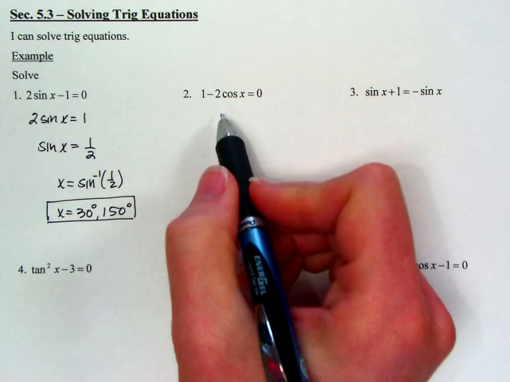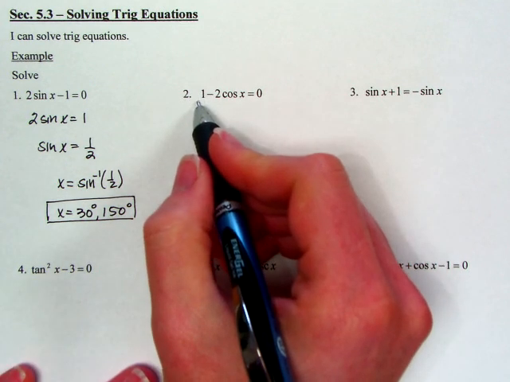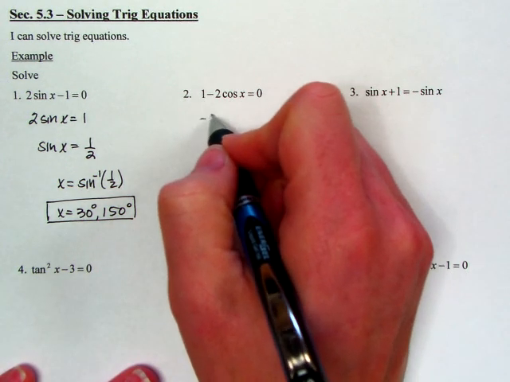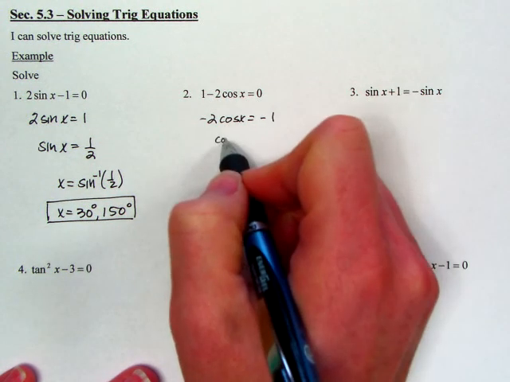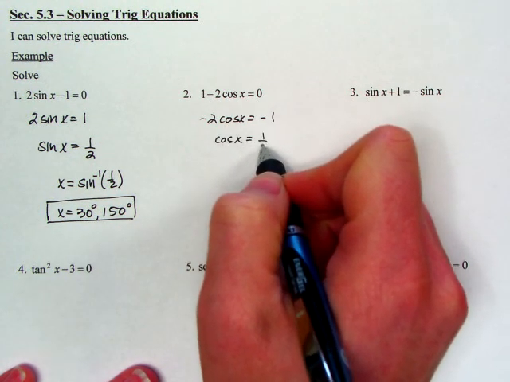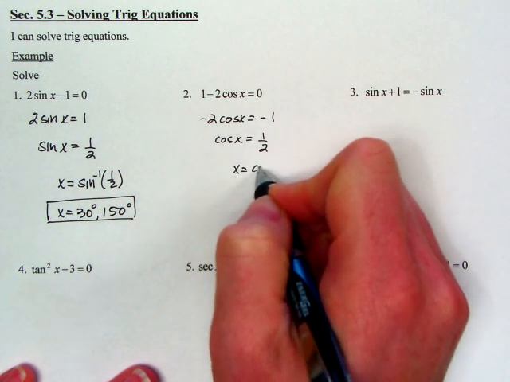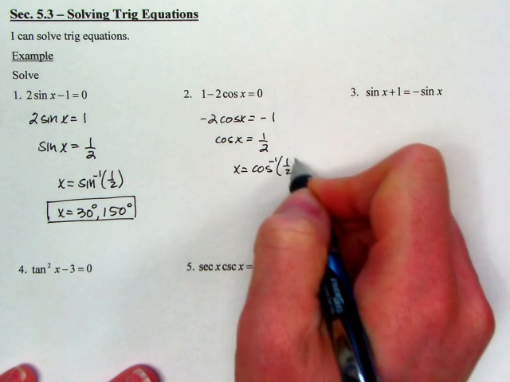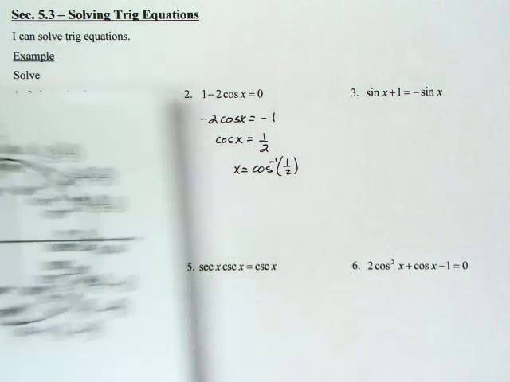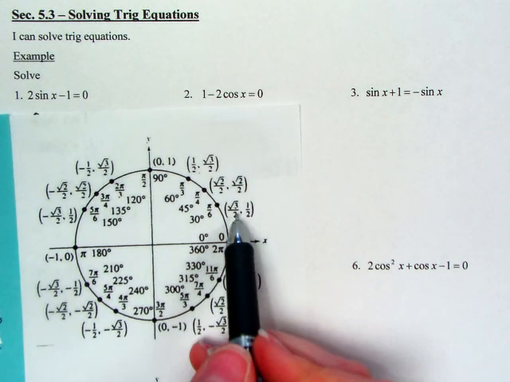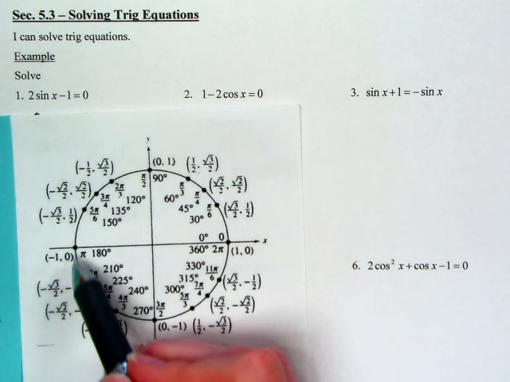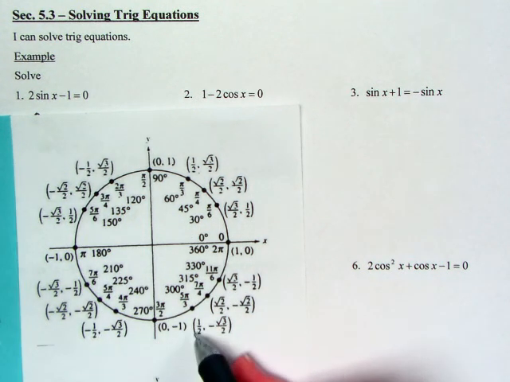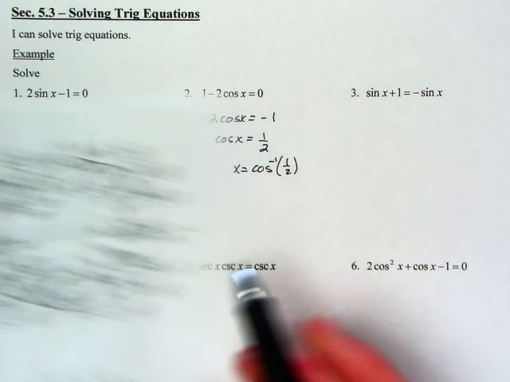Next problem, number 2, we're going to subtract that 1 first. So I have negative 2 cosine x equals a negative 1. Dividing by negative 2 on both sides, I end up with a half, so kind of the same as the last problem. So I'm looking for all the angles that have a cosine of a half. So looking for x values of a half. I find it at 60. And that's a negative half, so that won't work. And that's a negative half, and here's a positive half. So 60 and 300.